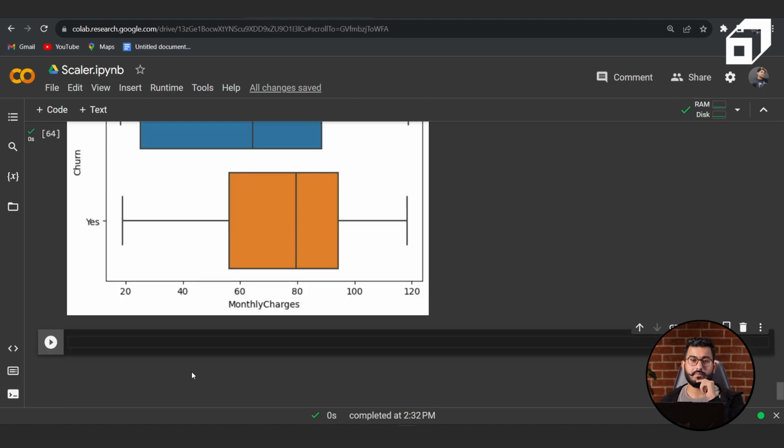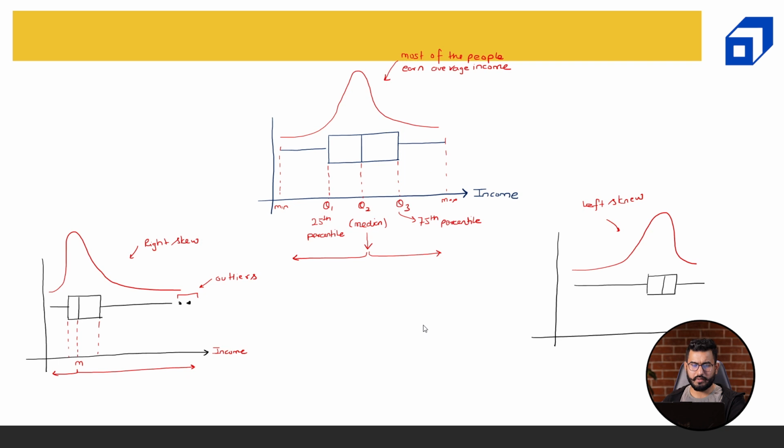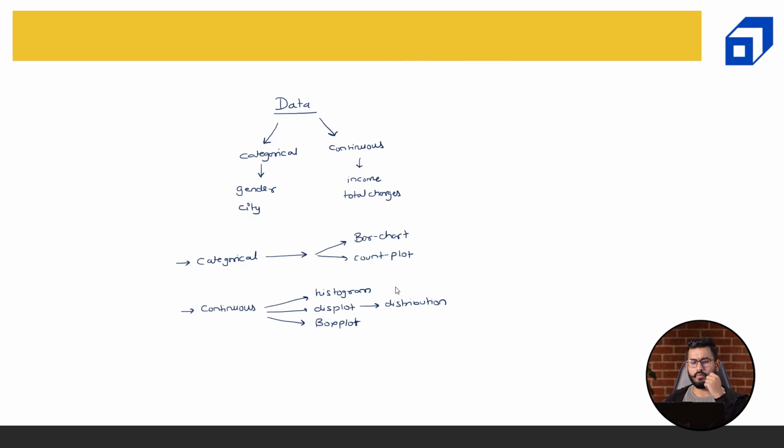So now let's talk about how to plot categorical variables. Now for categorical data plotting, as I have told you, we have two very popular charts, one is known as the bar chart, the another one is known as the count plot. Let's try to understand both with example.